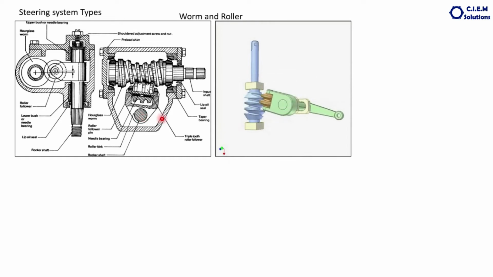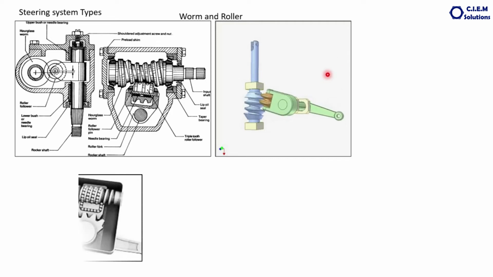You can see, this is moving like this. This is also a kind of circular movement, making this arm move up and down. Okay, this is how the worm and roller works.